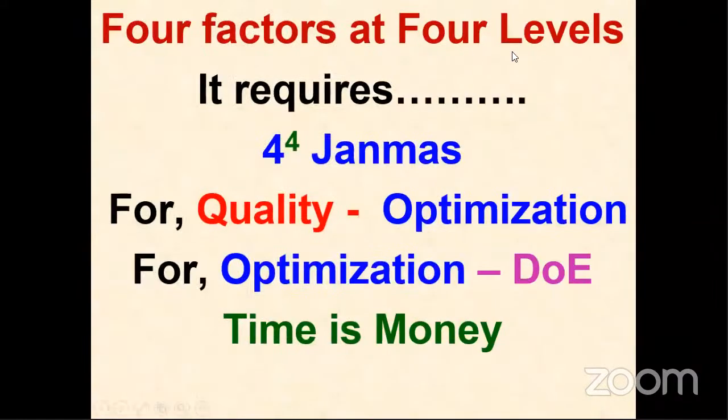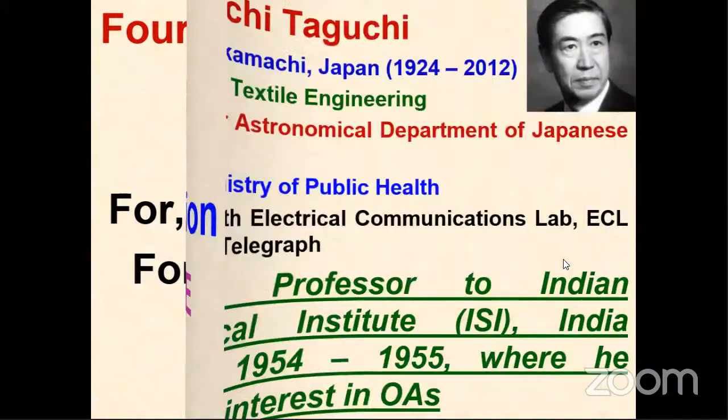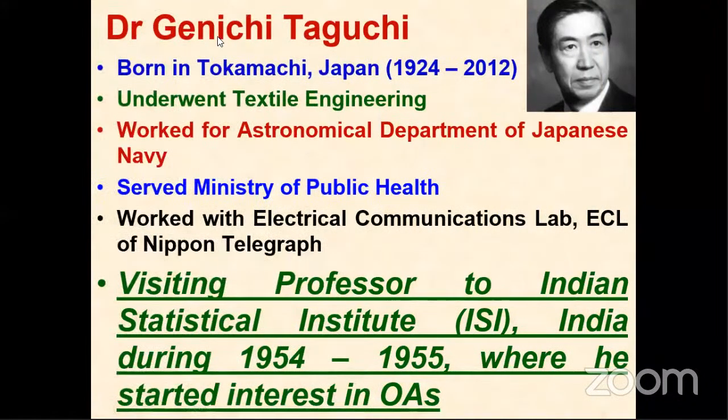Four factors at four levels requires four to the power four experiments. So why am I going for this? Quality for optimization, and for optimization in minimum time, because time is money. In minimum time, I go for design of experiments. If I say design of experiments, one thing is the Taguchi method.